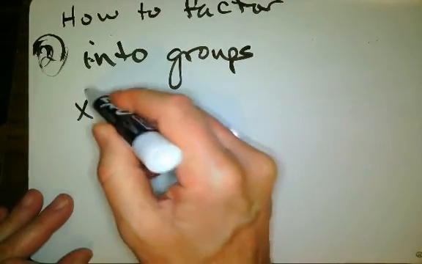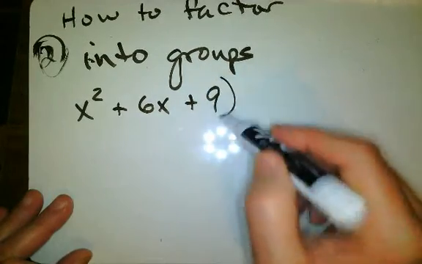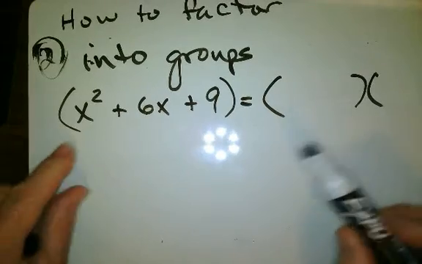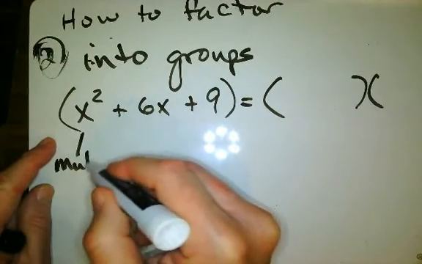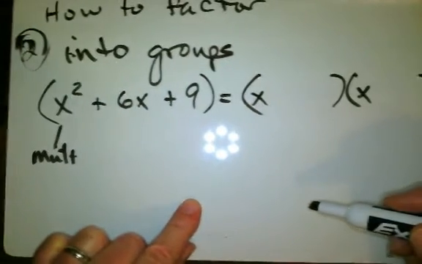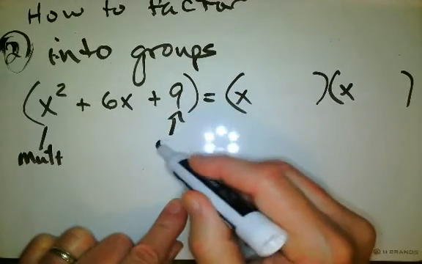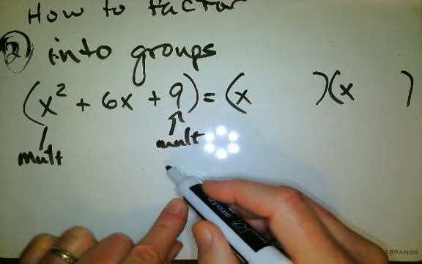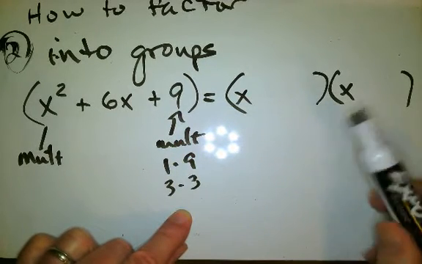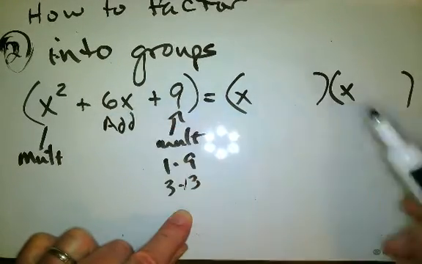So here we go. You've got x squared plus 6x plus 9. Now then, what we want to know is what multiplies to be this first piece. I know x times x makes that first piece. And then what multiplies to be this? Well, 1 times 9 or 3 times 3. I've got two choices, but they have to add up to be this.